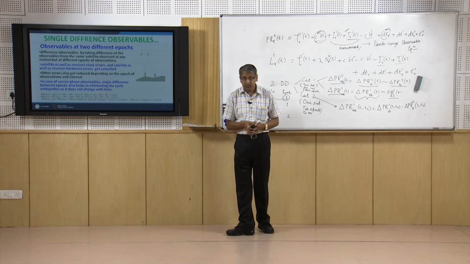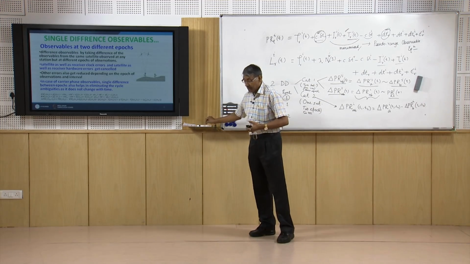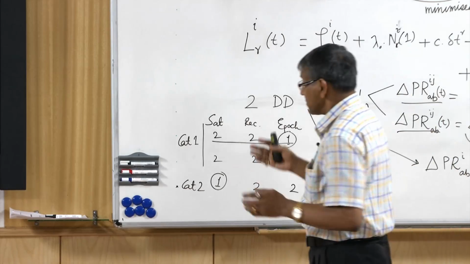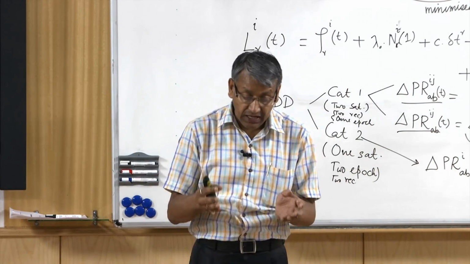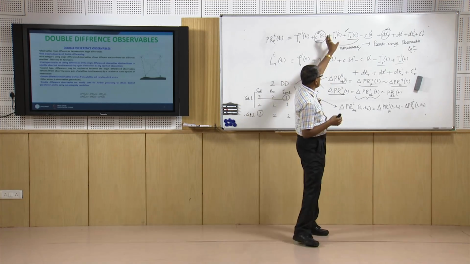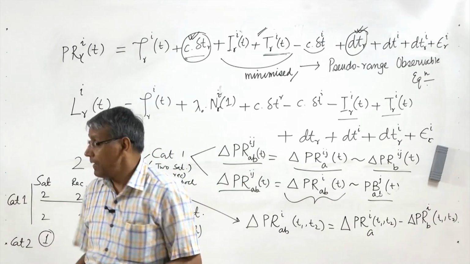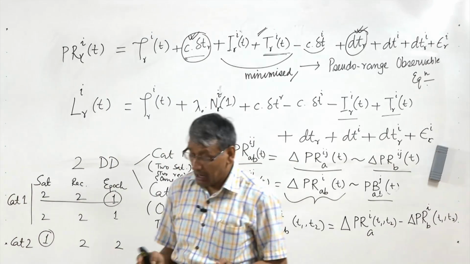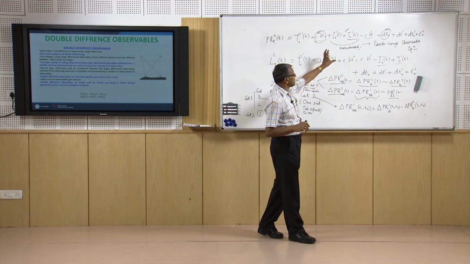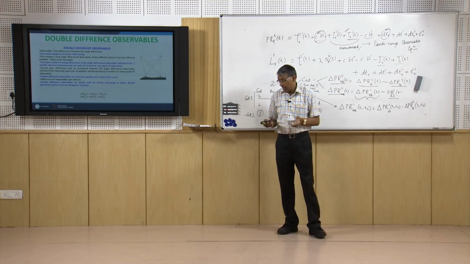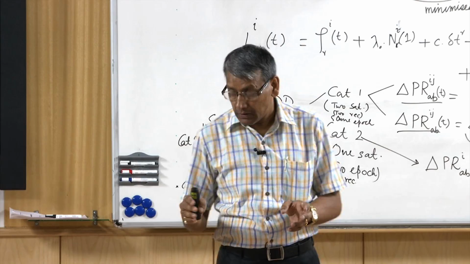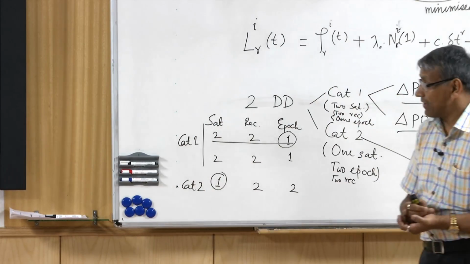Now, double difference observables remove most of the receiver as well as satellite errors. However, because the atmospheric errors are not modeled, the status of the atmospheric errors will be very unbalanced. Moreover, multipath error will also not be taken care of in double difference.